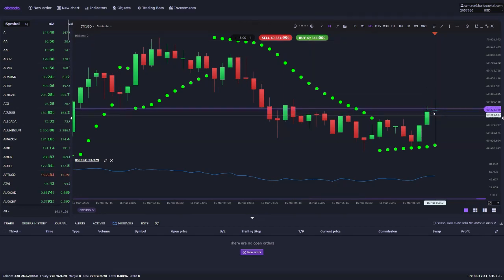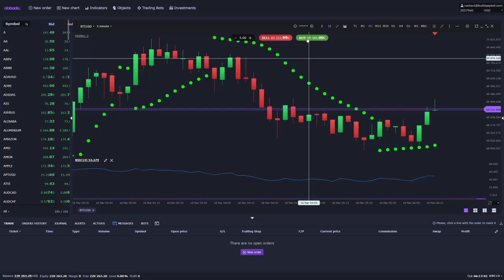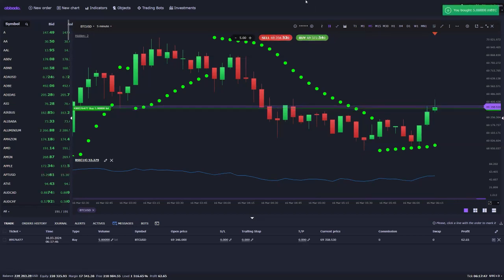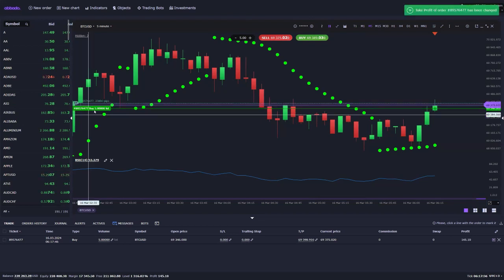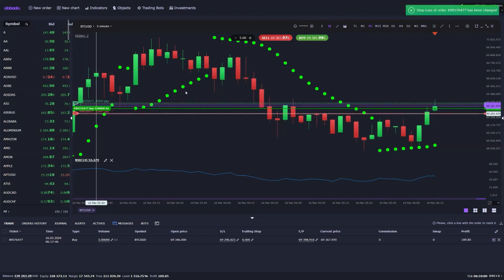Now we can see we're getting this pullback down here. I'm going to go ahead and enter this buy trade, and I'll show you exactly the process of where I'm setting my stop loss and take profit. So right here, we always set our stop loss and take profit around 50 to 100 points. So I'll set my take profit at 50 points. I'll set my stop loss also at just around 50 points right there.